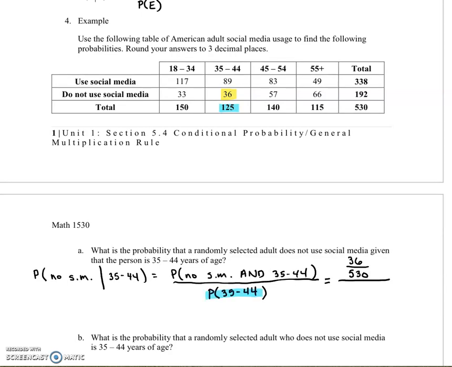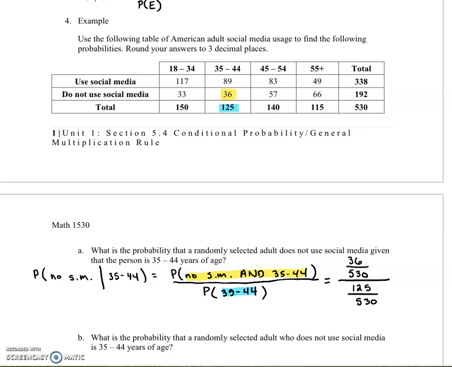Sorry, I should not have highlighted the P there. I should have just highlighted the categories. So the probability of being 35 to 44 is the number of 35 to 44-year-olds divided by the total number of people.